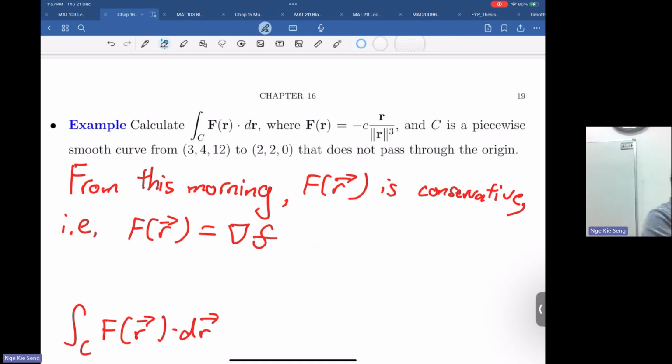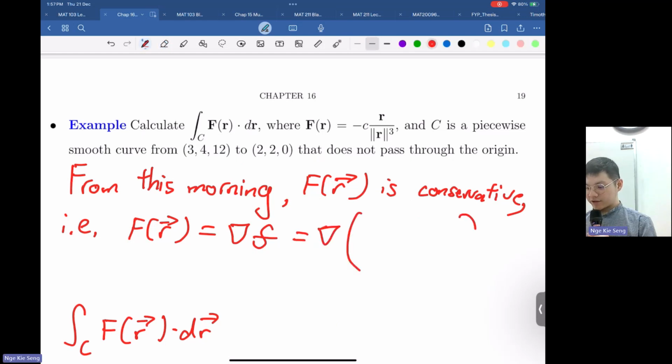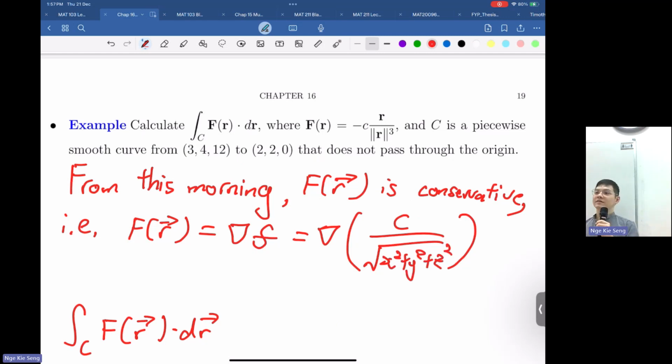The one that you differentiated. Forgot already? Which one did you differentiate in the morning? What's this F here? Gradient of which function? C over square root of x squared plus y squared plus z squared. This one. Clear? Okay, so this is the scalar field.